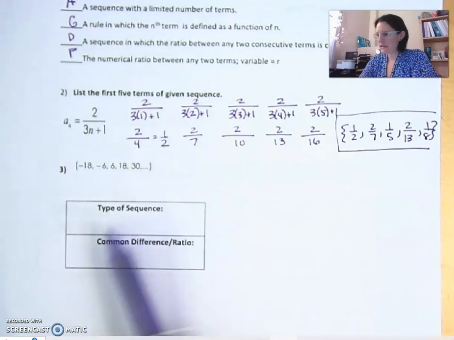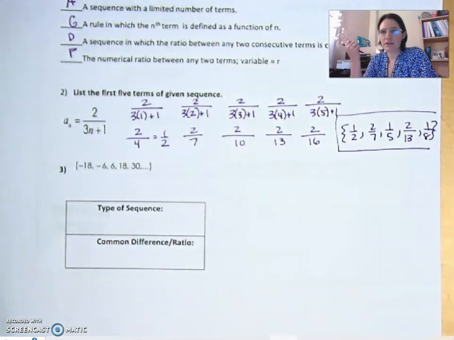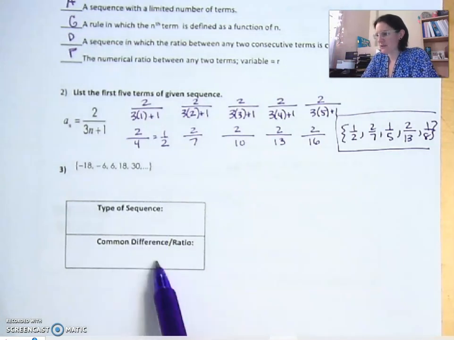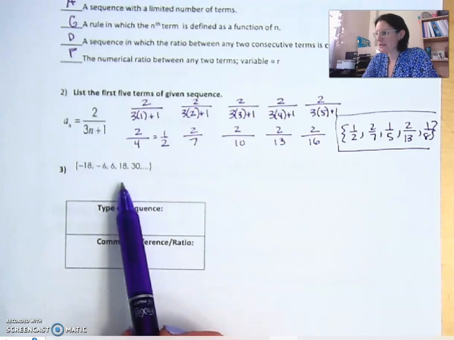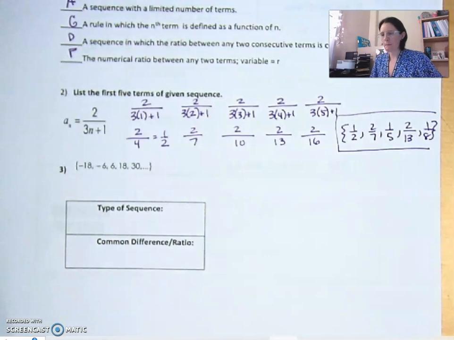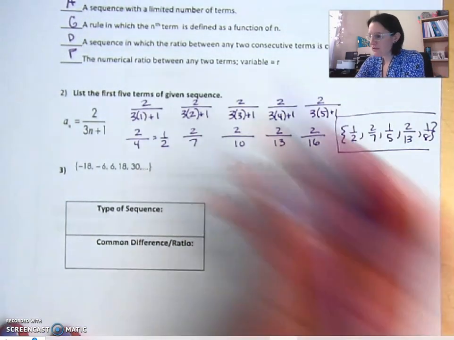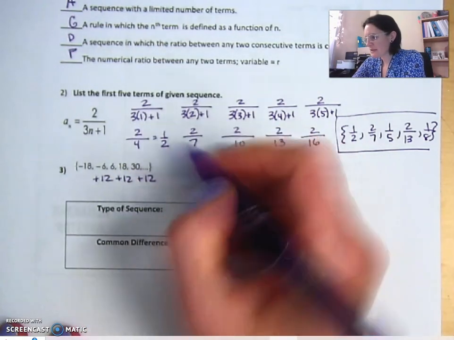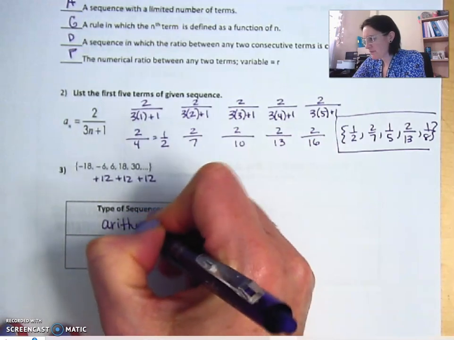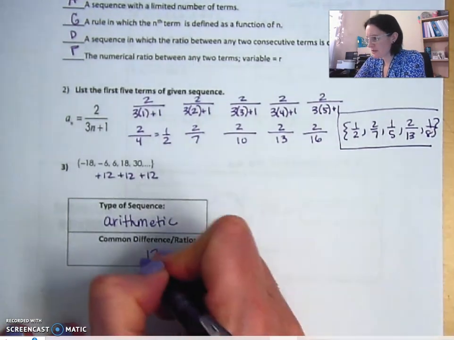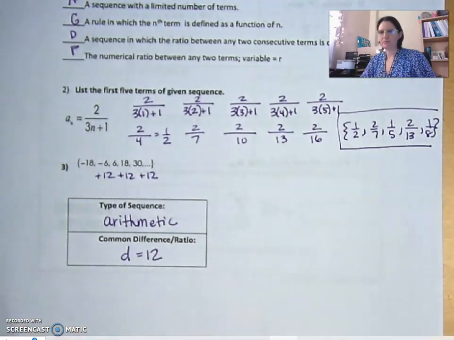For this next problem, we're given a sequence and we need to tell what type, meaning is it arithmetic or is it geometric? And then once we've decided what that is, we'll tell what the common difference or ratio is. So pause the video, look at that sequence, try and figure out what the pattern between the numbers is. Hopefully you discovered that the pattern is plus 12 each time. So that means this is an arithmetic sequence. And positive 12 is the common difference, and we call that D.